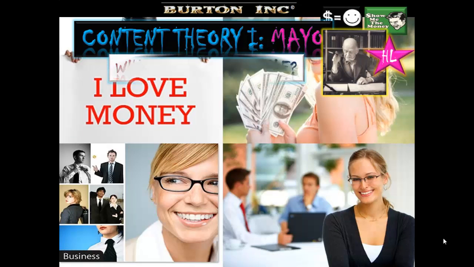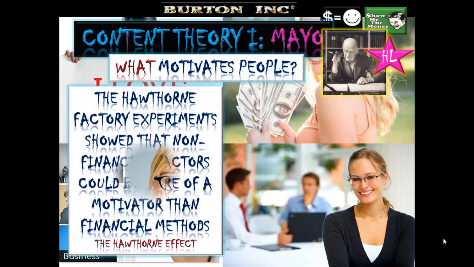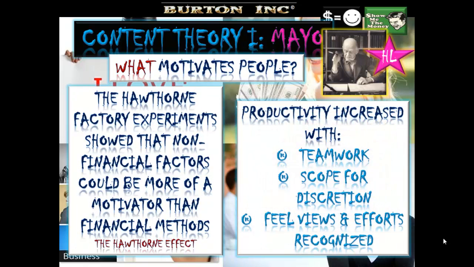The first in the content theories, Mayo, a high-level topic: what motivates people? A very interesting set of experiments here, the Hawthorne factory experiments. I'll briefly tell you about those now. A fascinating study, where previously it was all down to money, the motivation was money. But here, these experiments showed that non-financial factors could be much more of a motivation than financial methods.